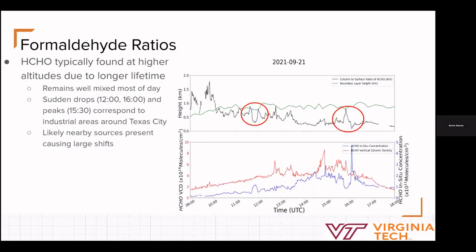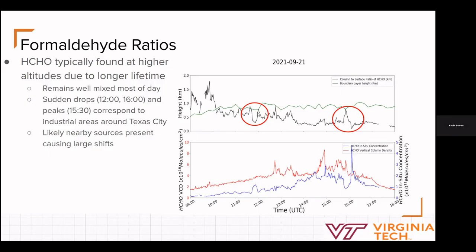Formaldehyde, on the other hand, is typically more well mixed, and we see that most of its column to surface ratios remain much higher and much closer to the top of the boundary layer height. However, we also notice during this analysis, especially on September 21st, multiple instances where there's a very interesting pattern in the column to surface ratio's behavior, where we see a sudden peak followed by a very sharp drop off of this ratio. These are likely due to, once again, elevated emission sources from smokestacks and other elevated locations performing the actual emissions of these trace gases.